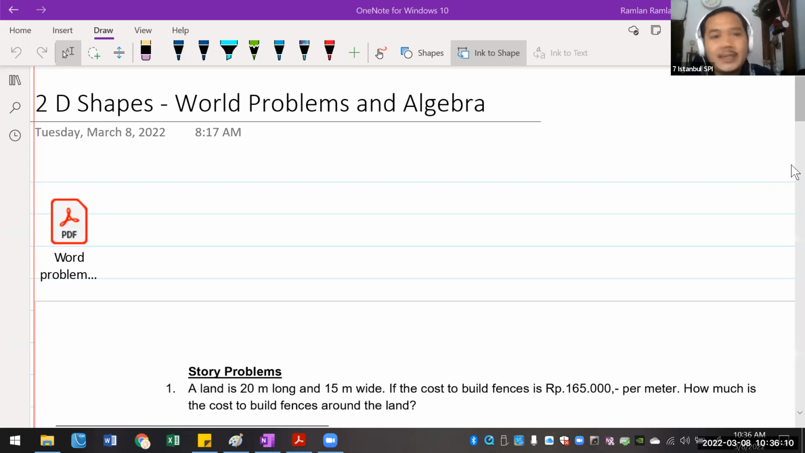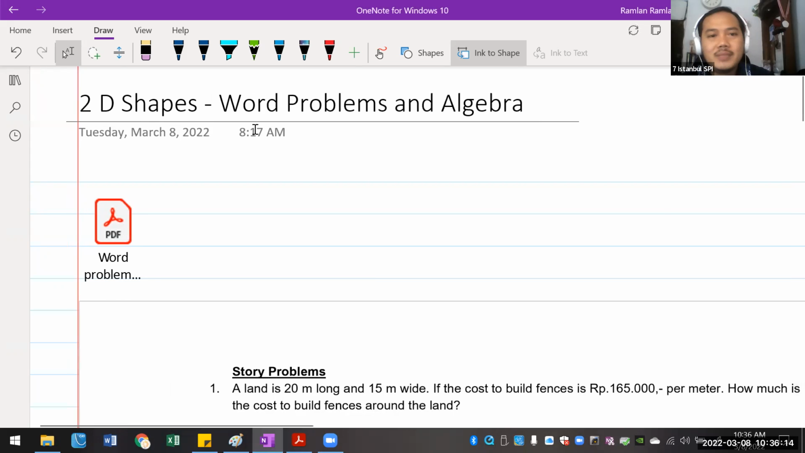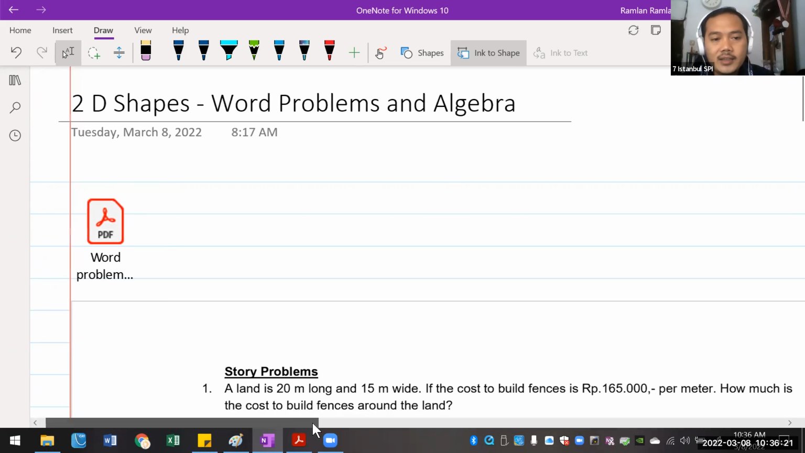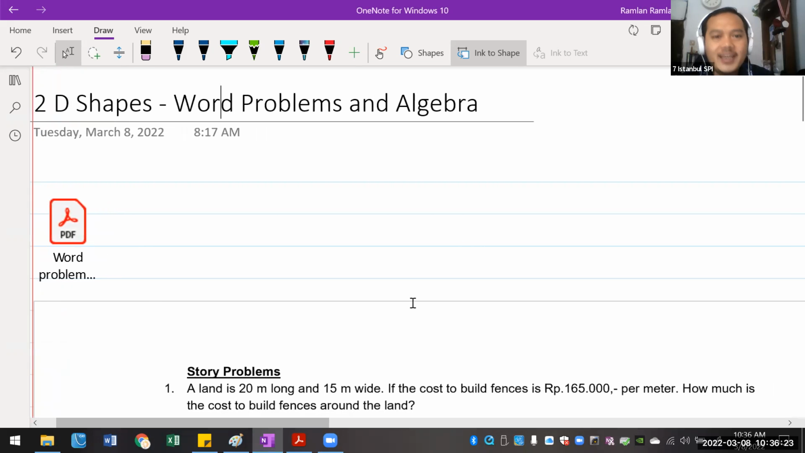Okay, so today's shapes. Well, it's not world, it should be words. Sorry guys, I misspelled that a little bit. It should be word problems and algebra. Okay, here we go. So that is the topic for today's lesson. Okay, so here we go.